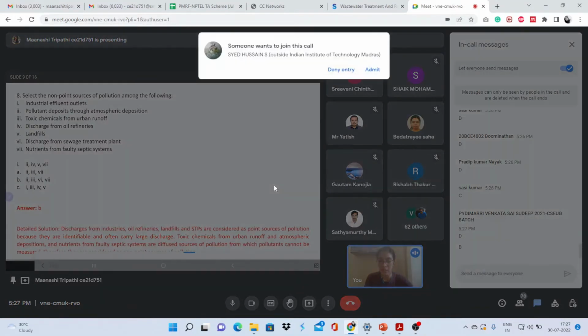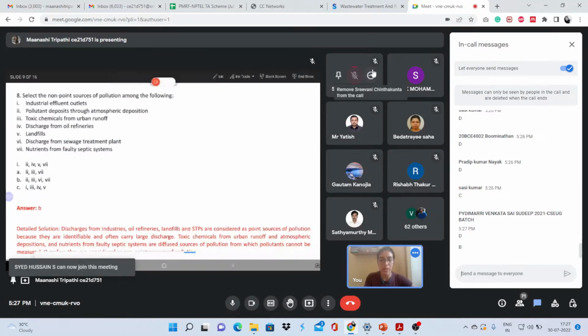So the first one was industrial effluent outlets. If water is coming from any industry, we'll know that the water is coming from this industry. So that is a point source.